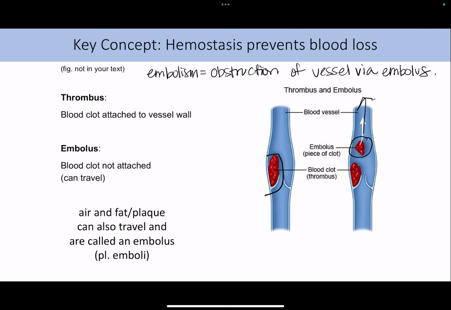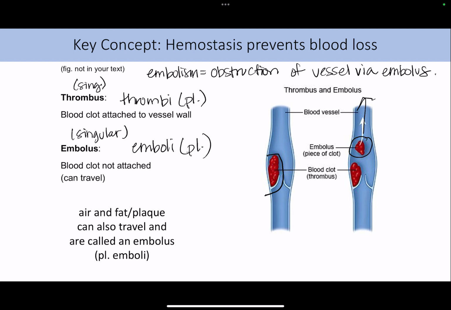Know that thrombus is singular. Thrombi is plural. An embolus is also singular, and emboli is plural. So, questions on the difference between a thrombus and an embolus.